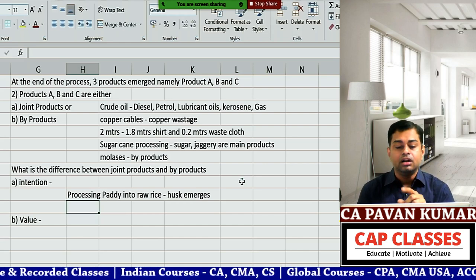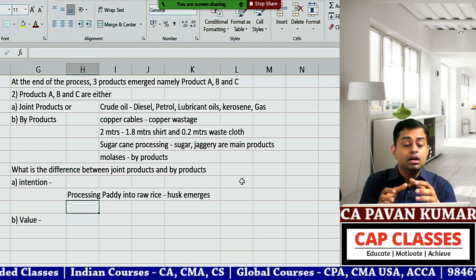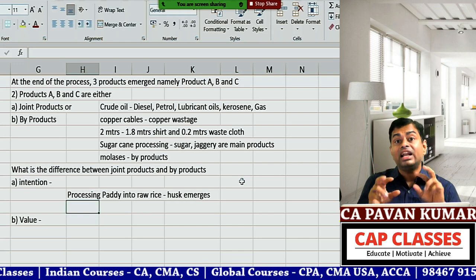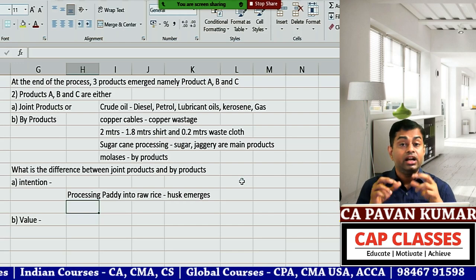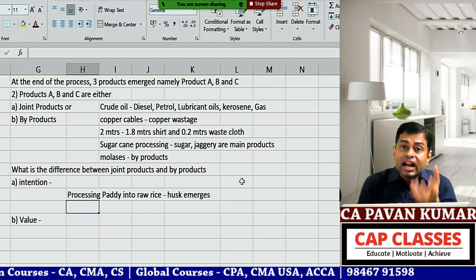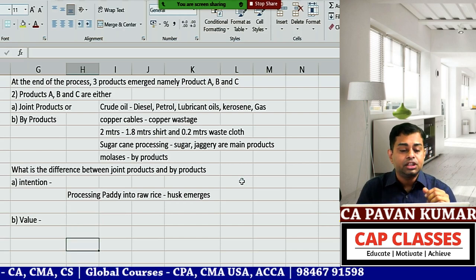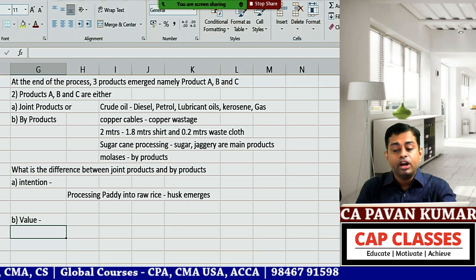But your intention, try to understand: from the same crude oil process, petrol and diesel are coming. Both are intentionally produced, processed. But here, only raw rice is my intention. Husk is a byproduct. This is intention. Next, value. Second point, B, value.